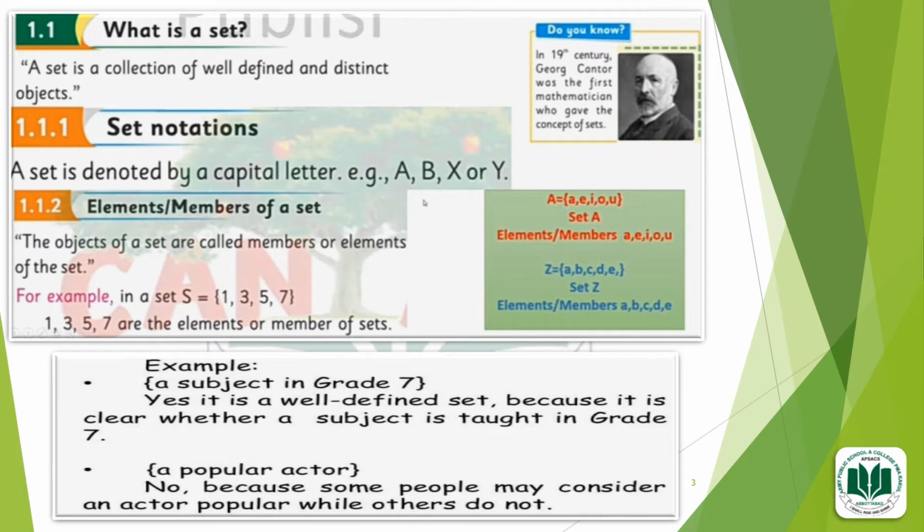Elements, set notation. A set is denoted by a capital letter, for example, capital A, capital B, X or Y. You can use any letter instead of these. Elements are members of a set. The objects of a set are called members or elements of the set. In a set S, 1, 3, 5, 7 are the elements, the members of the set.